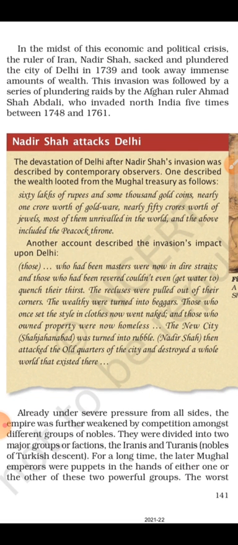The reckless were pulled out of their corners. The wealthy were turned into beggars. Those who once set the style in clothes now went naked, and those who owned property were now homeless. So the new city of Shahjahanabad was turned into rubble. Nadir Shah then attacked the old quarters of the city and destroyed a whole world that existed there. So fully Shahjahanabad, you can say, was looted, plundered, and destroyed by Nadir Shah.